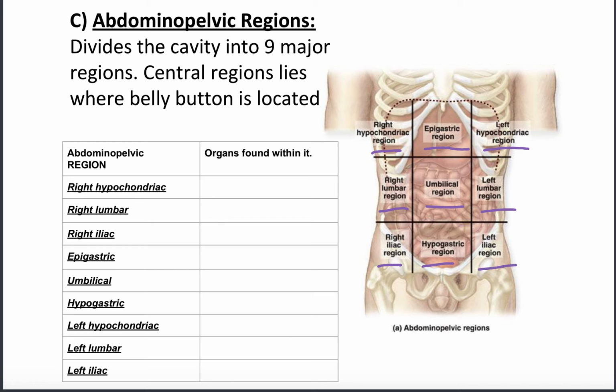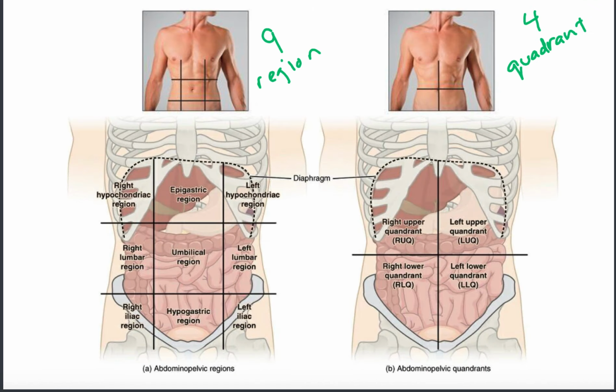Now, really quick, if I haven't mentioned it already, just a heads up, both of these grids are centered on the belly button. So the center of the 4 quadrants is right on your belly button, and the very center square of the region system is right over your belly button. And these regions and quadrants actually span the entire abdominal cavity. It goes all the way from right underneath your breasts to basically where your groin is. That's how big your abdominopelvic cavity is, and it's all full of organs.